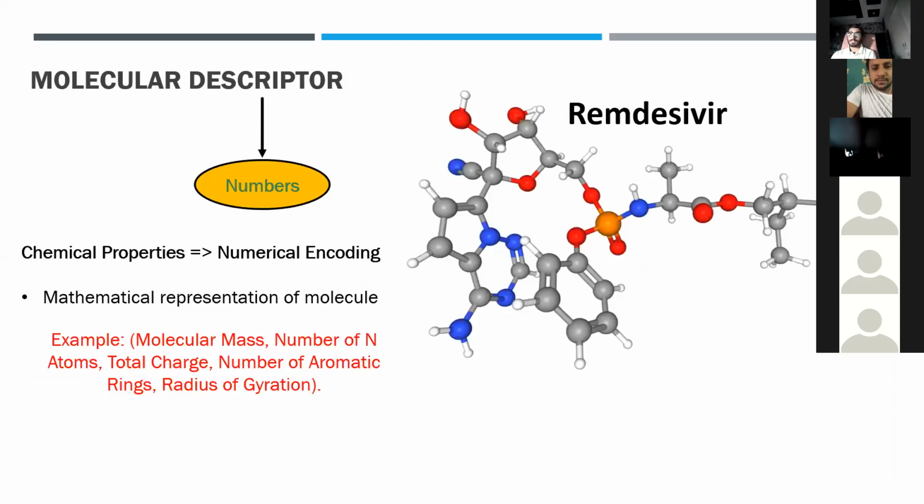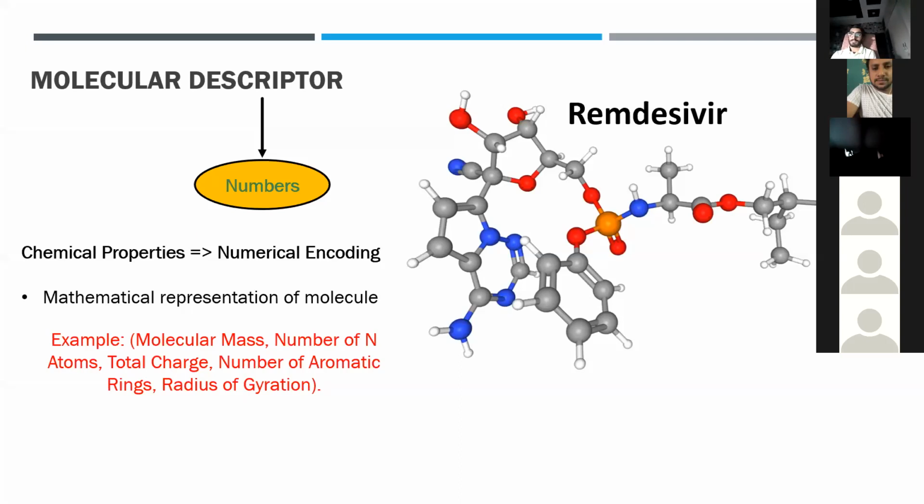Okay, let's see one of the molecules which is in lots of news nowadays because of COVID, remdesivir. When we say molecular descriptors, this is the best word to use rather than physical or chemical properties or features. Descriptors are the mathematical numbers which describe your molecule. This is what we call descriptors.